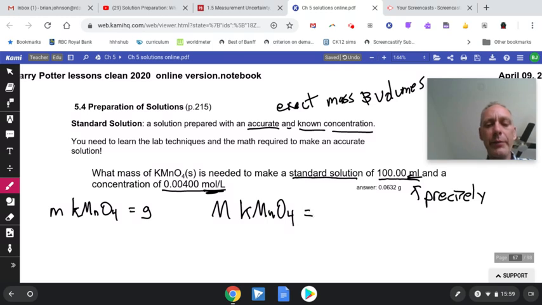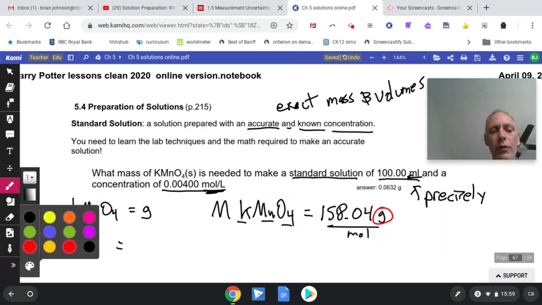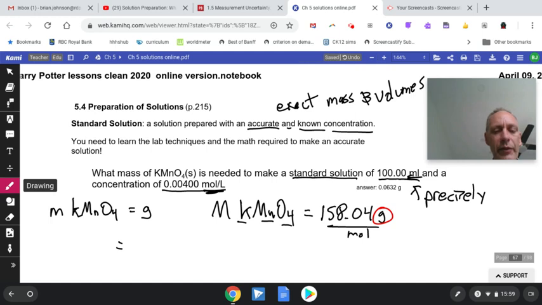I've already looked this up. It's 39.10 grams per mole for potassium. Manganese is 54.94 grams per mole. Oxygen is 16 times 4. We add all that up, and we get 158.04 grams per mole. We're going to figure this out using unit analysis. We want grams, and here is our grams, so we're going to leave it the way it is and make sure that grams is on top: 158.04 grams per mole. There's our mass of KMnO4.